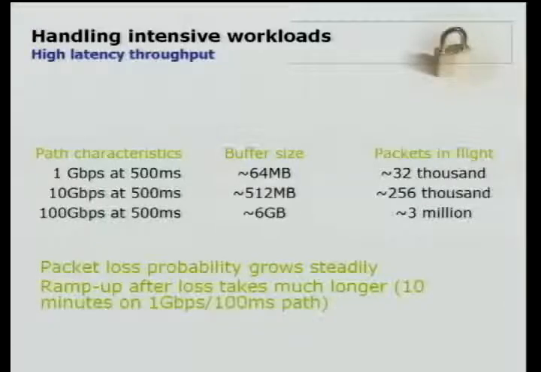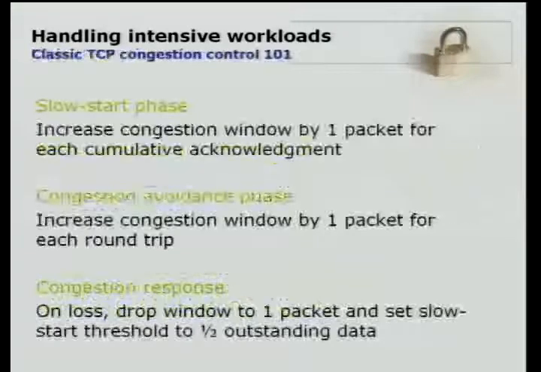Going down to 100 gigabit at the same latency, now you're up to about 3 million packets. And what happens as you have so many packets in flight is that however low your loss rate happens to be, the probability that you'll lose a packet becomes higher and higher. And the moment you lose a packet at this kind of scale, ramping back up into the window that you had before takes longer and longer. What does that mean? That's where we come into congestion control.